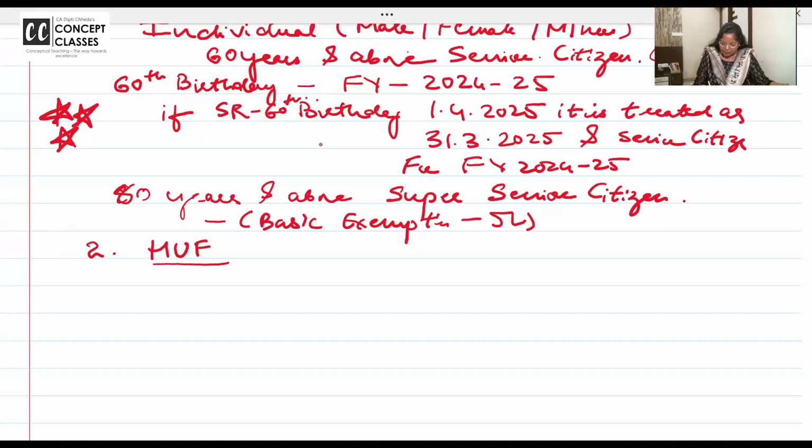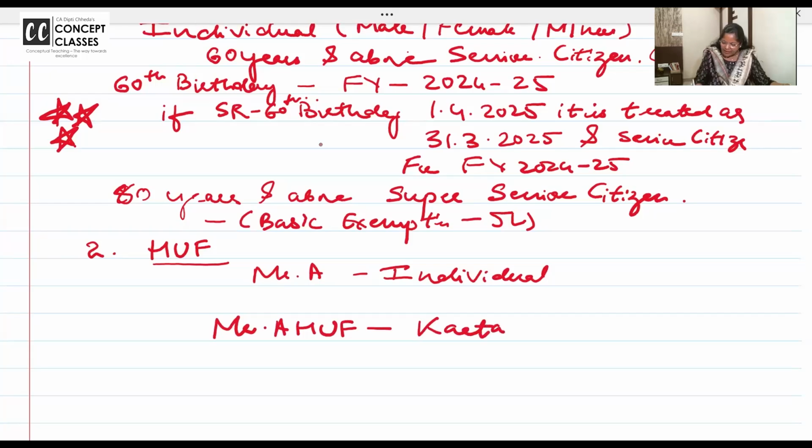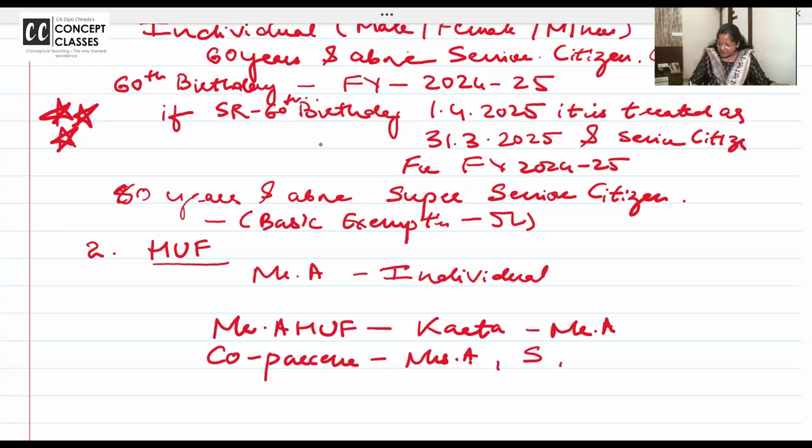HUF, I think you all must be already knowing how the HUF is formed. Like Mr. A, write down. He is an individual. He is working in an MNC company, getting income, he will file. Then Mr. A HUF, Hindu undivided family, where who is the Karta? Karta means the caretaker of HUF, Mr. A. And who are the co-parceners or the members? Mrs. A, their son, their daughter, whatever may be their names.